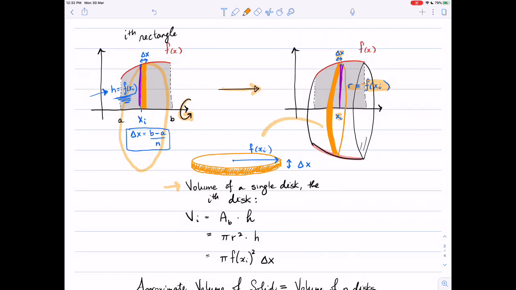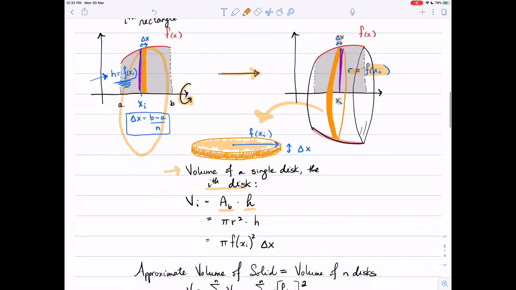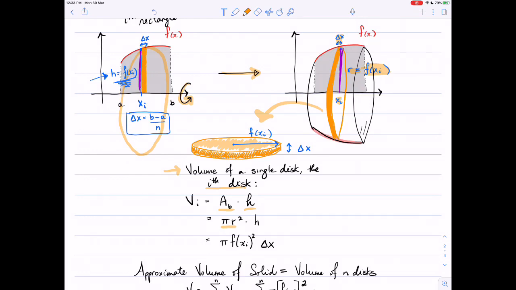If I just take this disk and flip it over on its side so we can get a clearer picture, the volume of a single disk, which I've called the ith disk out of many, is calculated as the area of the base times the height. And what's the base? The base is this, and that base is a circle. And so the area of the base is pi r squared.